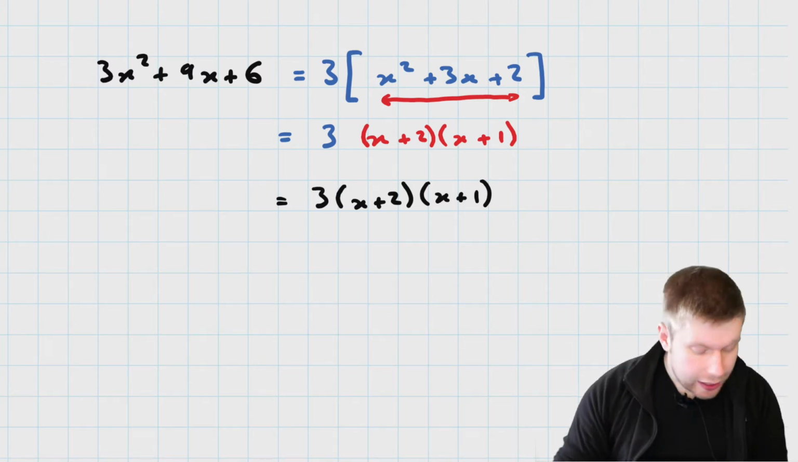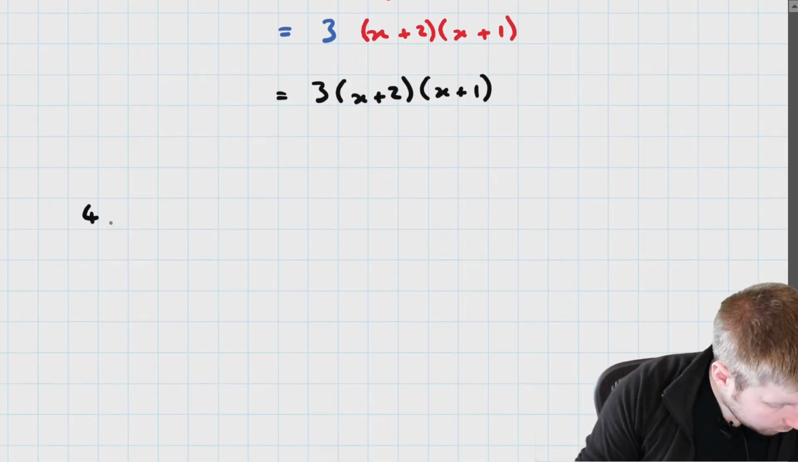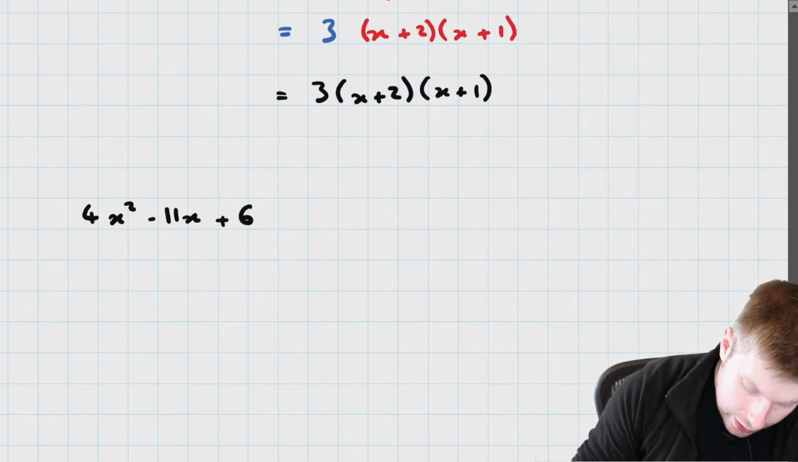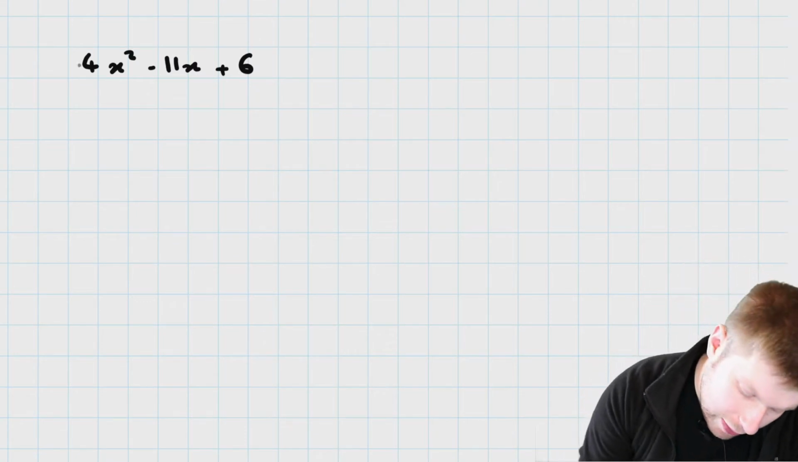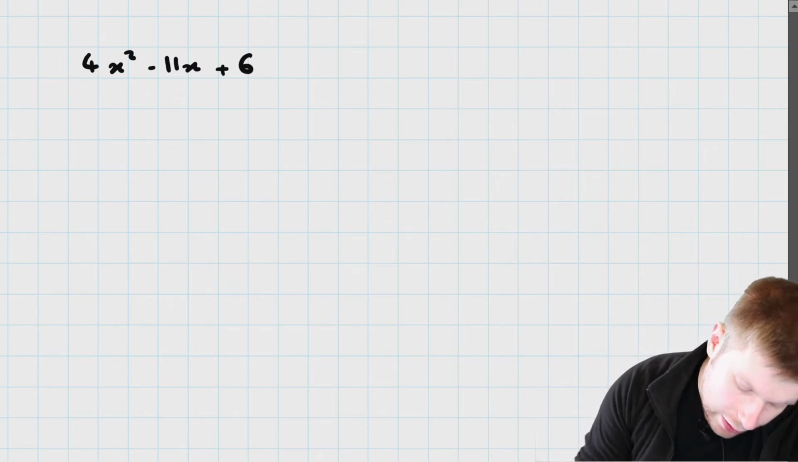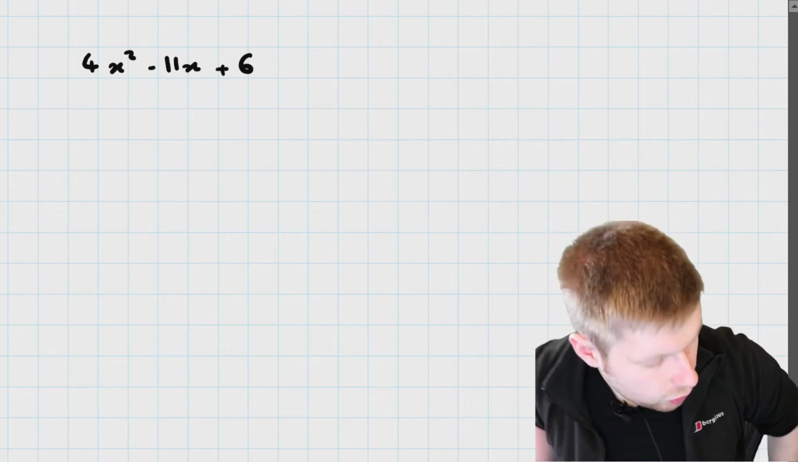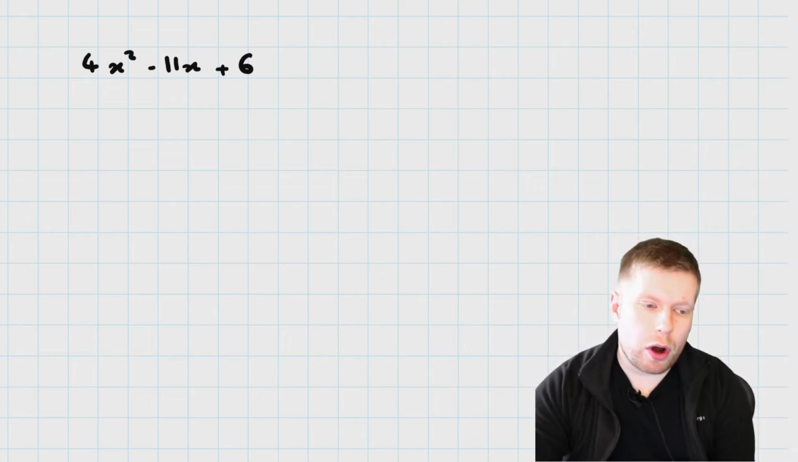But what if I give you something like this? What if I give you something like 4x squared minus 11x plus 6? Okay, so this is going to be slightly more tricky to solve because you notice that I can't simply factorize out that 4, because the 4 isn't common to the 11 or the 6 either. So what I'm going to do instead is give you the recipe and then talk you through why it works.